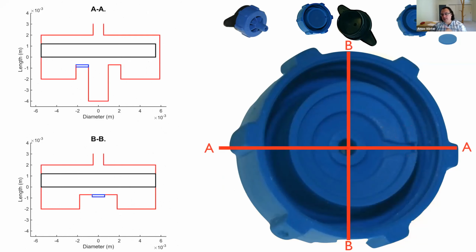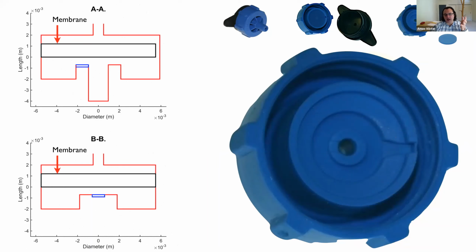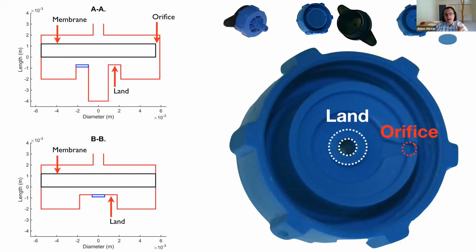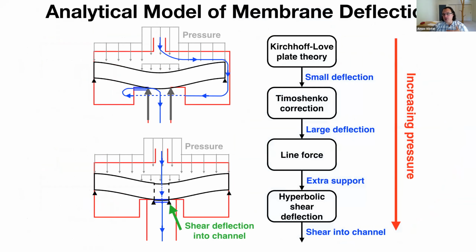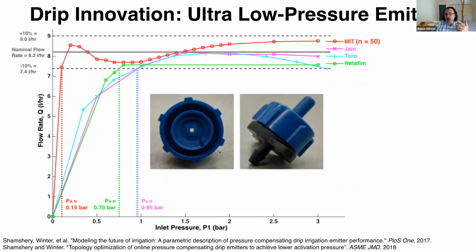And then if we take two cross-sectional views of this emitter to give you more perspective, here's a schematic of what that emitter looks like, where there's a flexible silicon membrane, an orifice to drop the pressure as it goes underneath the membrane, lands over which the water flows, and then a channel which restricts the flow as the membrane deflects. So we were able to create fully parametric analytical models that govern both the deflection of the membrane and the fluid flow through the dripper in order to get a full picture of how this dripper behaves. Then we were able to put that into an optimization routine and optimize a new geometry for a dripper to operate at a much lower pressure to lower our pumping power.